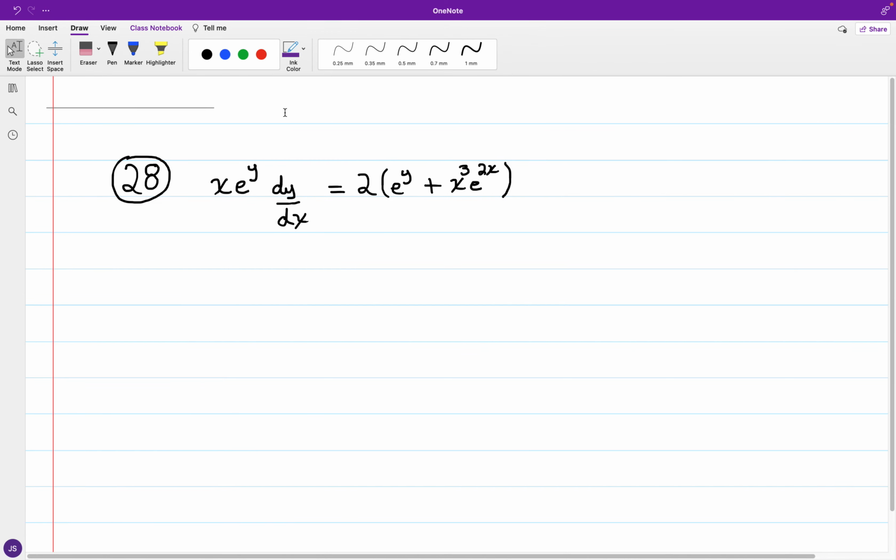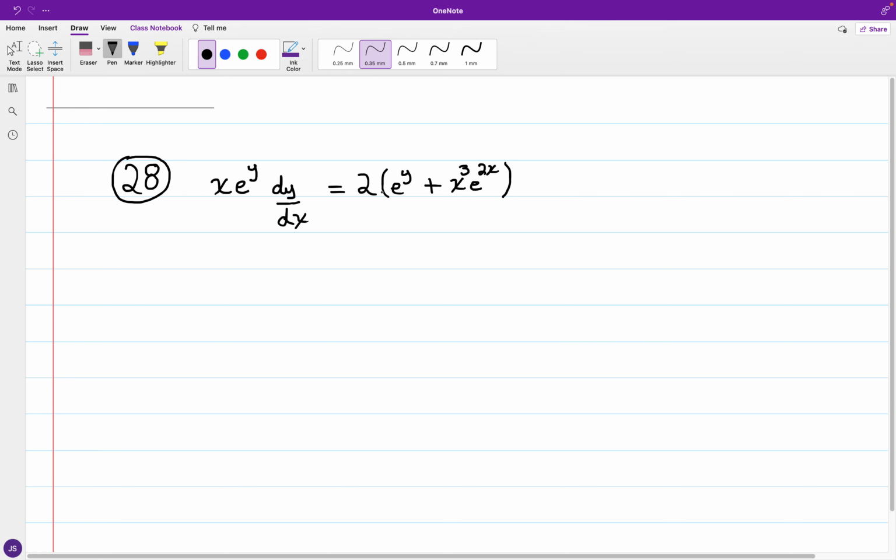Okay, for what we have in number 28, we have an equation that is not a Bernoulli equation, it's not a homogeneous equation, and also it is an equation that is not separable. But if you notice, we have in y, alongside the derivative, the e to the y portion, and to the right we have e to the y contained in parentheses.